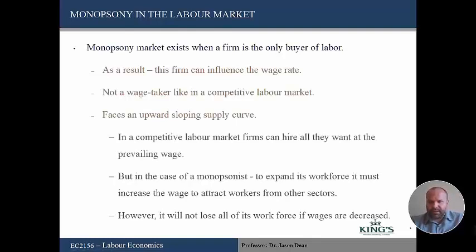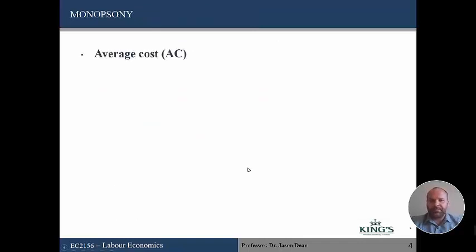If the firm needs to hire more workers, it needs to increase its wage if the labor supply curve is upward sloping. Okay, it's not like in the competitive labor market case where they faced a perfectly elastic labor supply curve and they could hire all they wanted at the prevailing wage. In the case of a monopsonist, to expand its workforce, it must increase the wage to attract workers from other sectors. However, if it decreases its wage, it doesn't lose all of its workforce, as would be the case in a perfectly competitive labor market.